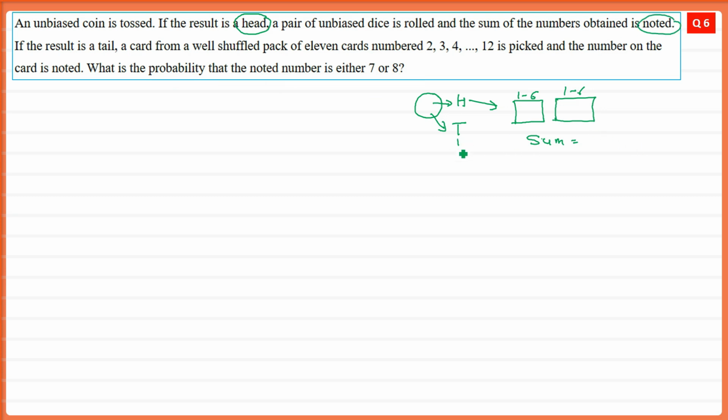Now if the outcome is a tail, a card is taken from 2 to 12. That is, there are 11 cards numbered 2 to 12. These are not that deck of cards which we talked about. This is just some random cards numbered 2 to 12. So the number which appears on this card should be either 7 or 8. So in both cases, if head comes, the two dice are rolled and the sum of these two numbers should be 7 or 8. If tail, the number picked from the card should be 7 or 8.